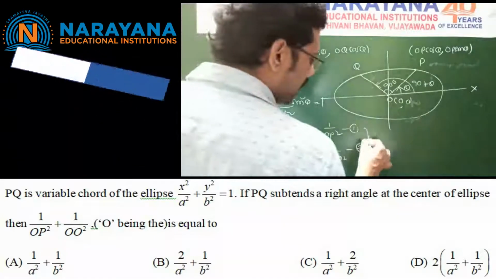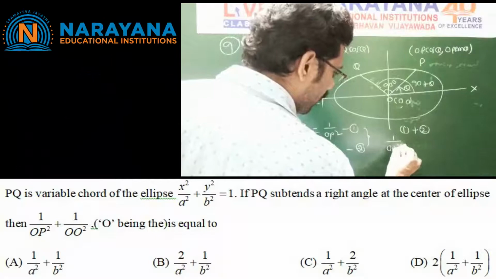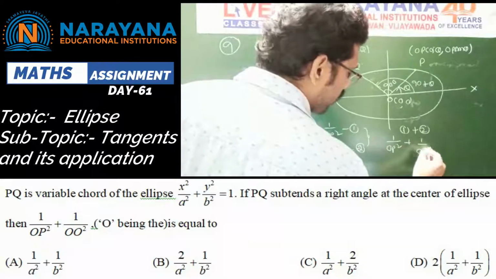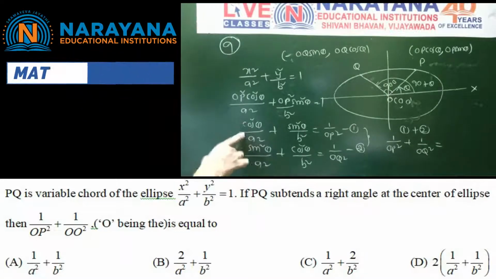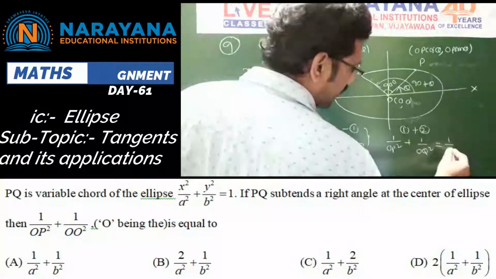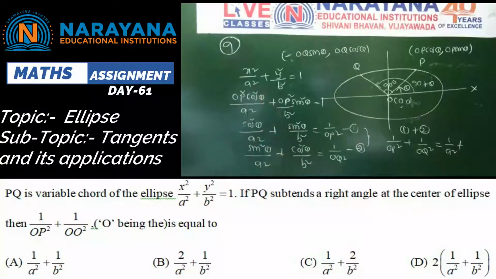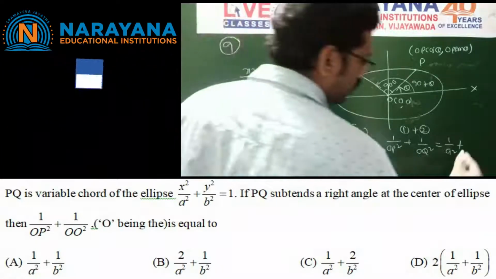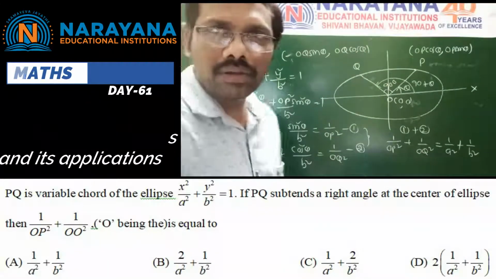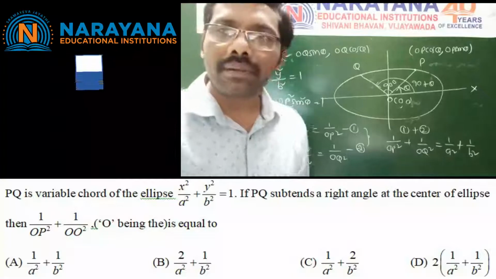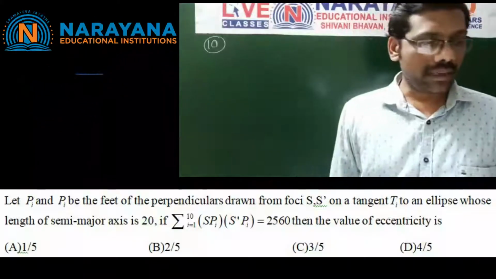Adding equations 1 and 2, we get 1 by OP square plus 1 by OQ square. Take 1 by a square common, cos square plus sin square is 1, so 1 by a square, plus 1 by b square common, and sin square theta plus cos square theta is 1, so 1 by b square. Hence 1 by OP square plus 1 by OQ square is equal to 1 by a square plus 1 by b square. This is question number 10.